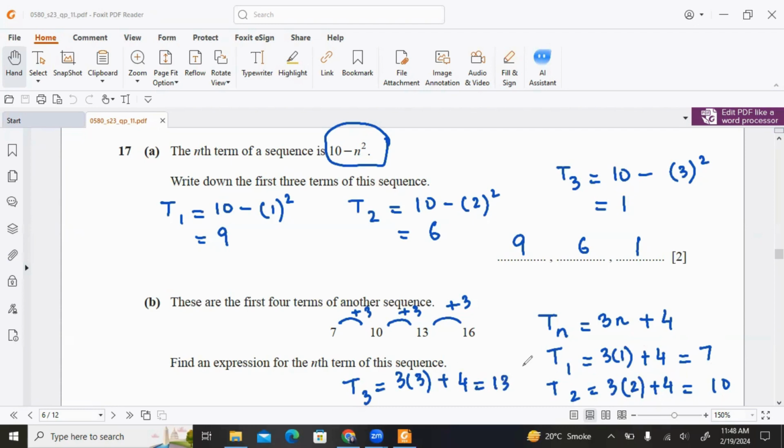So 3n plus 4 is our nth term, which will give us any term in the sequence, whether it's the 5th, 6th, 10th, 100th, whatever the term is. You can use the nth term formula to find that term.